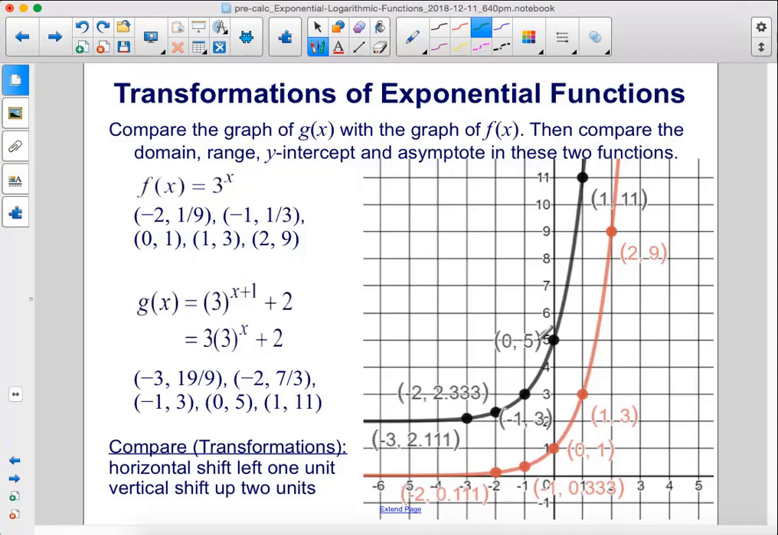And here we have a transformation, g of x equals 3 to the x plus 1 power, plus 2. You can rewrite this as 3 to the x times 3 to the 1, which is just 3. So 3 times 3 to the x plus 2. This is going to give us a horizontal translation to the left 1 unit, and then this plus 2 there is a vertical shift up 2 units.